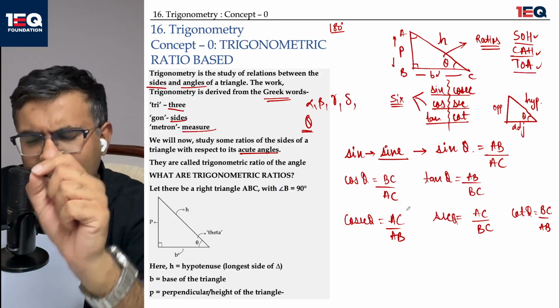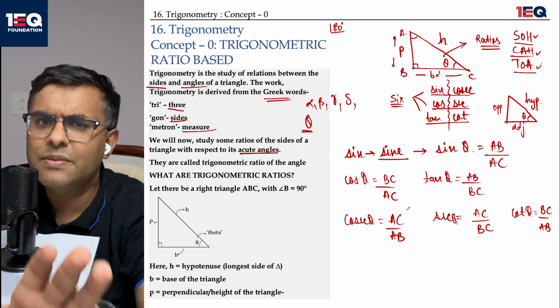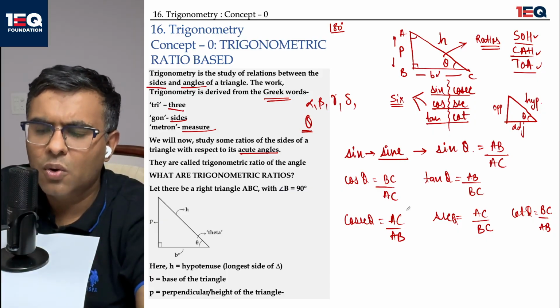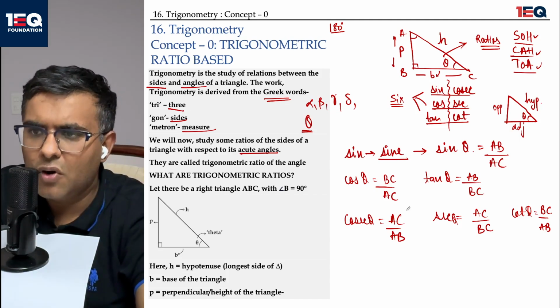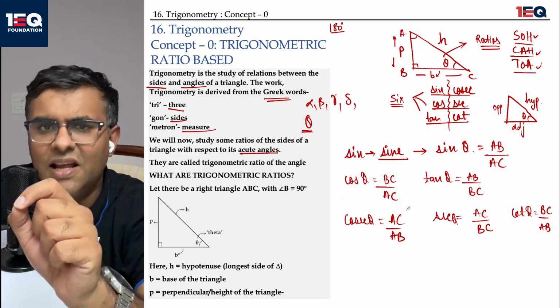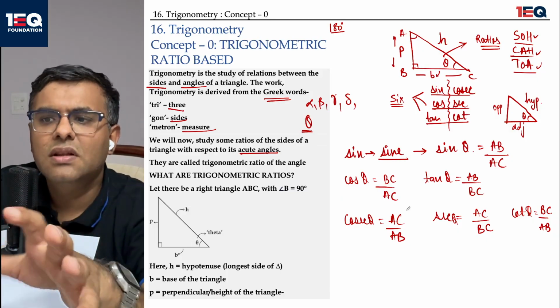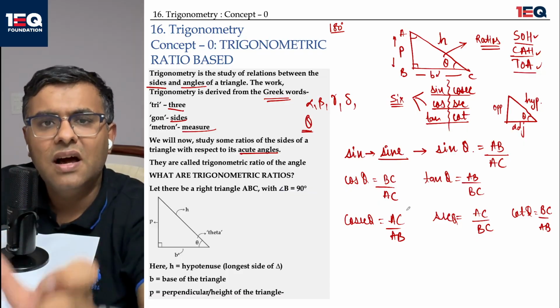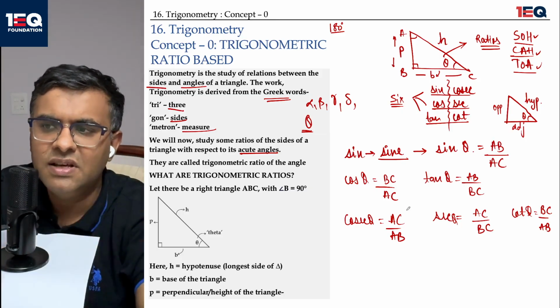Theta is nothing but the name of an angle. Theta would take up values in the subsequent lectures, but for now, theta is nothing but the name of an angle. Sine, cos, tan, cosec, sec, cot: these are ratios which we'll be studying.